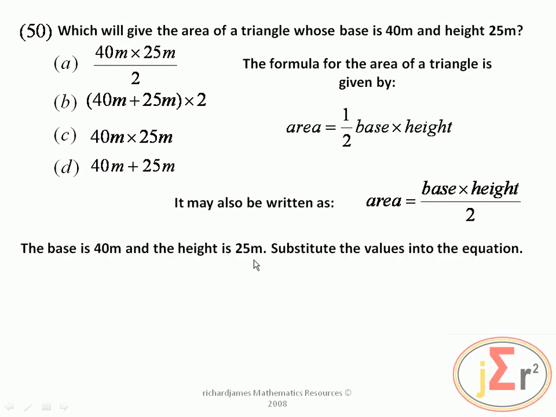The base is 40 meters and the height is 25 meters. Substitute the values into the equation. So where the base is, we are going to have 40. Where the height is, we are going to have 25. Very good. The correct option is A.